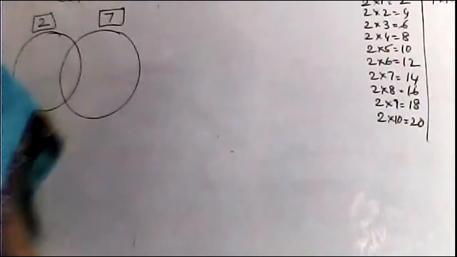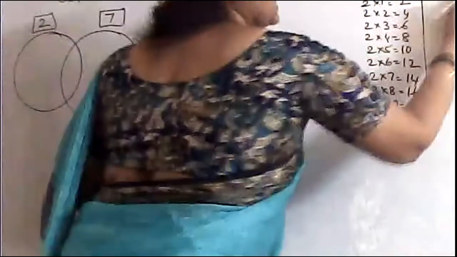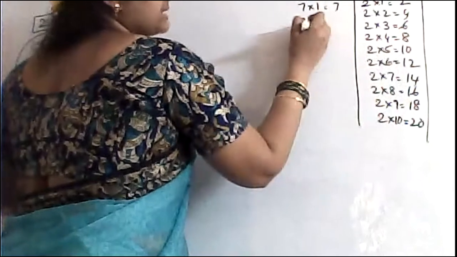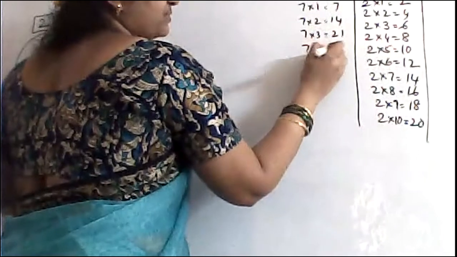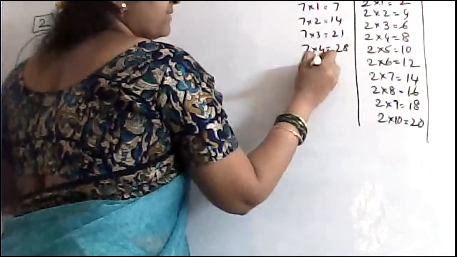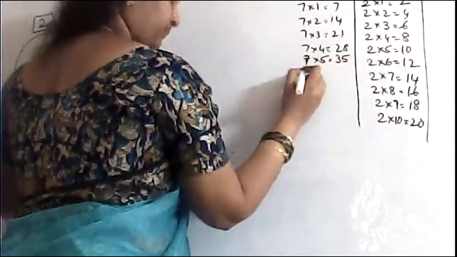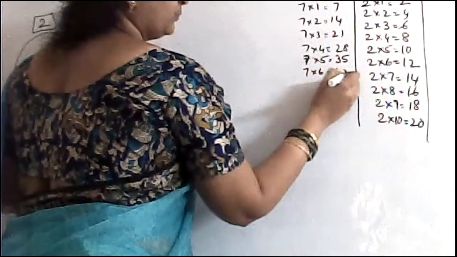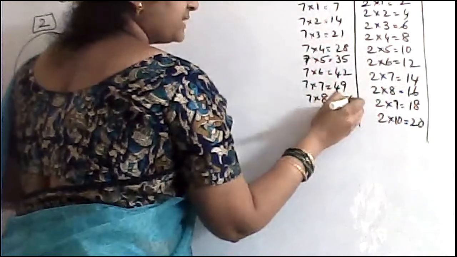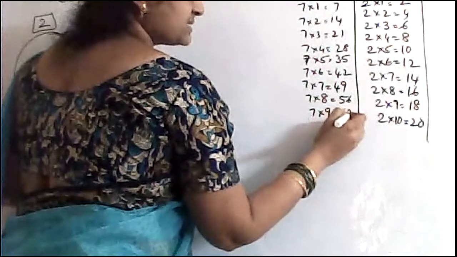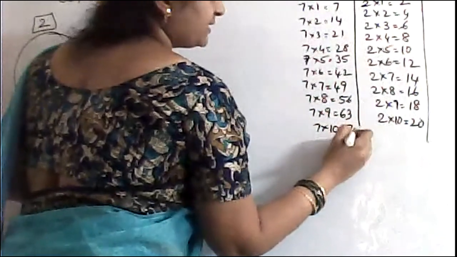Now write the 7 table. Is it visible to you? No. This side I will write now. 7 ones are 7, 7 twos are 14, 7 threes are 21, 7 fours are 28, 7 fives are 35, 7 sixes are 42, 7 sevens are 49, 7 eights are 56, 7 nines are 63, 7 tens are 70.